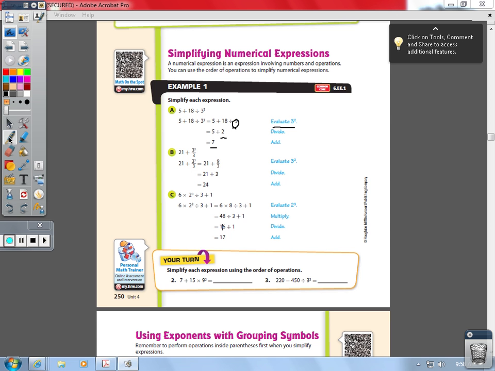As we rewrite it out, and I'll write it a little bit bigger, we end up with 7 plus 15 times 9 squared. So we'll take care of the 9 squared. 9 times 9 is 81. So we get 7 plus 15 times 81. The next step will be to multiply 15 times 81. 15 times 81 equals 1,215.